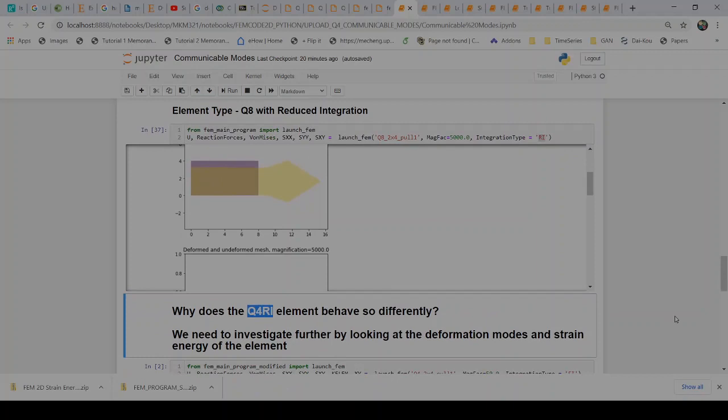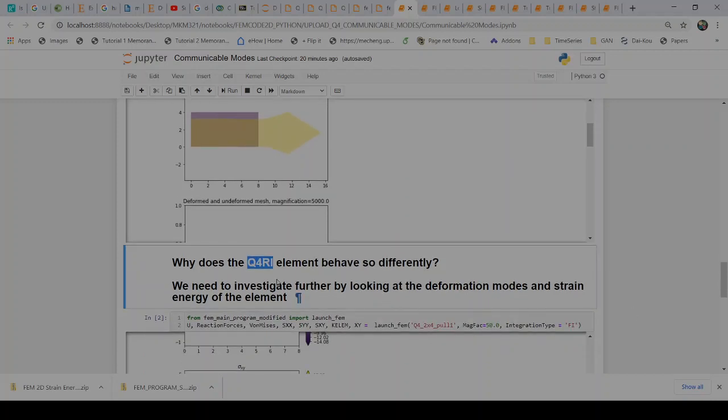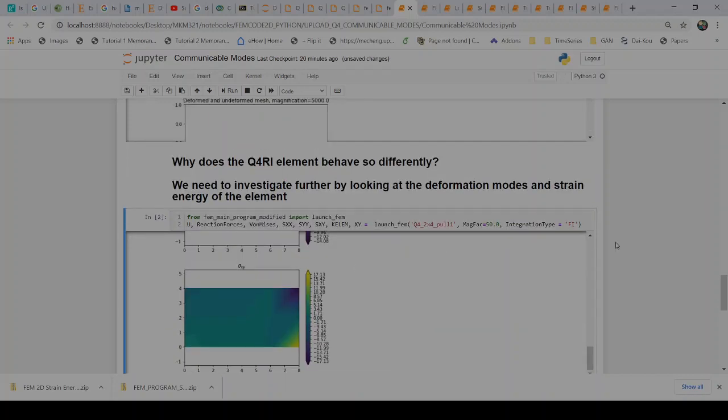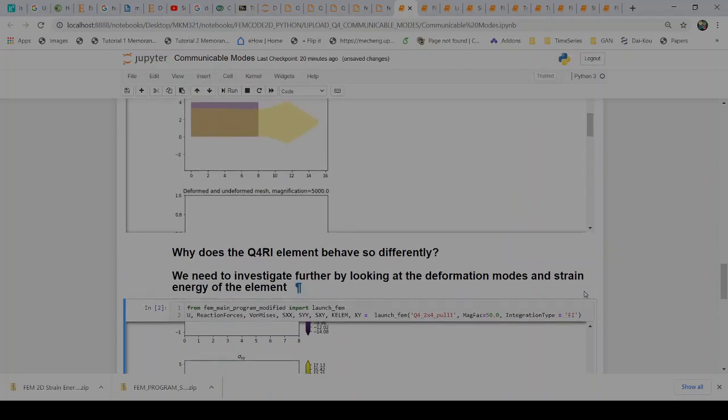The one thing that we learned from 1D was that we could always look at the deformation modes and the strain energy associated with those deformation modes. So this is what I want to do now: let's look at the Q4 reduced integration element's strain energy deformation modes. Before we do that, let's make sure we're comfortable with what we expect.